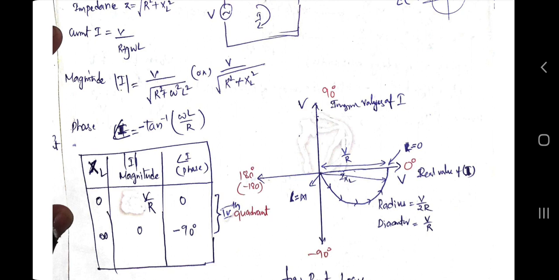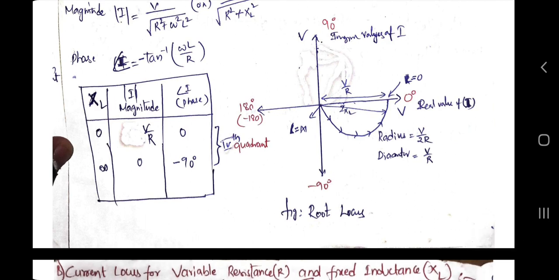Here the imaginary axis indicates the voltage variation, the imaginary values of I. The voltage axis is here at 0 and 90 degrees. So it is inductance, and the current is always in a lagging position. So this is the equivalent root locus diagram, with 0 and minus 90 degrees. It is in the fourth coordinate, and it gives the root locus diagram.